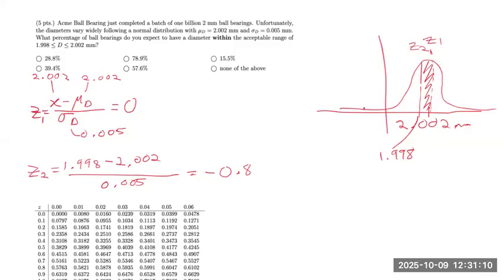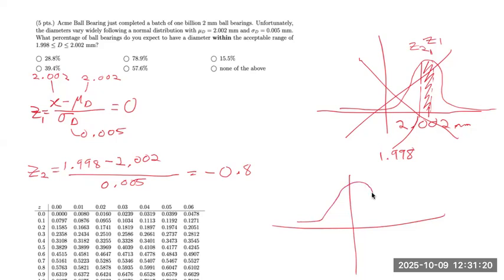And also I discovered that I kind of drew this Gaussian distribution wrongly. It should be a normal distribution of z-scores. So over here we have a z-score of 0. And over here, which is the 1.998, we have a z-score of negative 0.8. And this is the area under the curve we want to find.